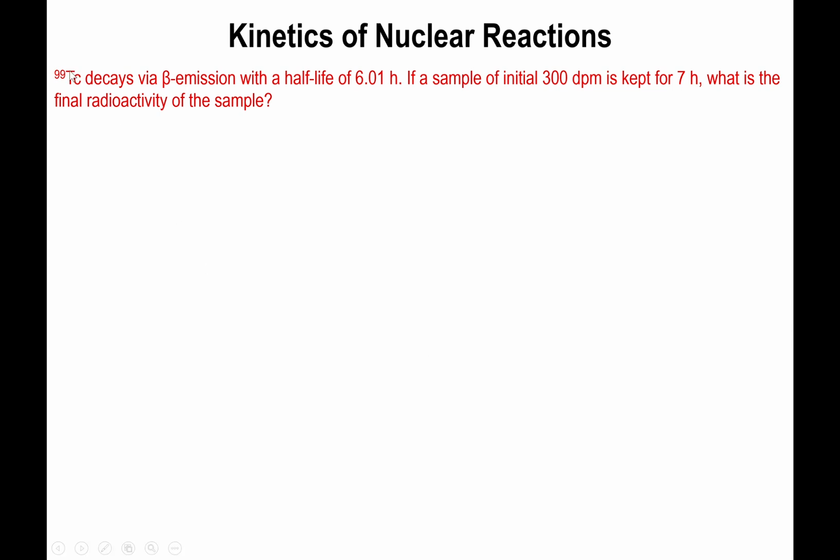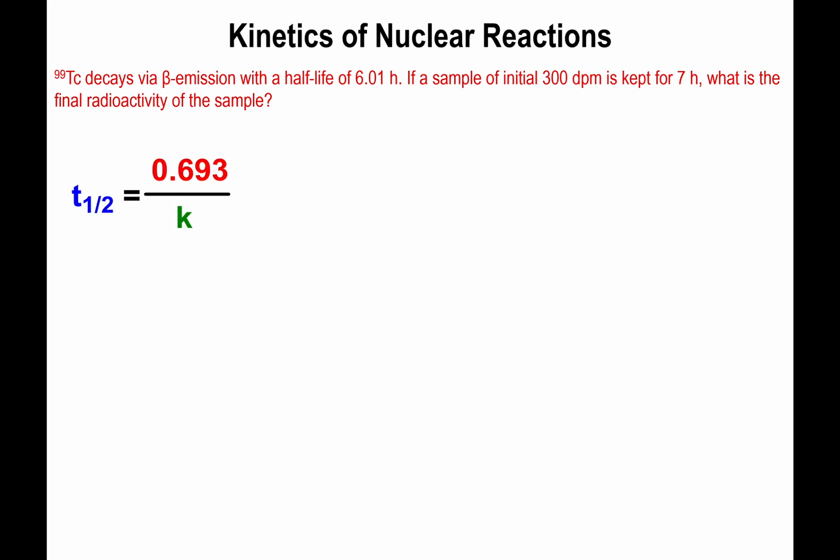So we have technetium-99 decaying by beta emission. The half-life is 6.01 hours. We know that the sample has an initial activity of 300 disintegrations per minute, or dpm. And basically what we want to know is, if we keep this isotope for 7 hours, what's the final radioactivity or the final activity of this isotope? So we have a few things here. We have the initial activity. We have the half-life. We have the final time.